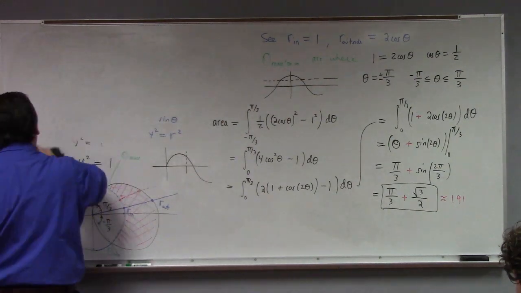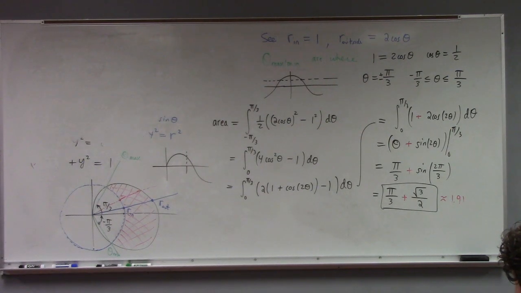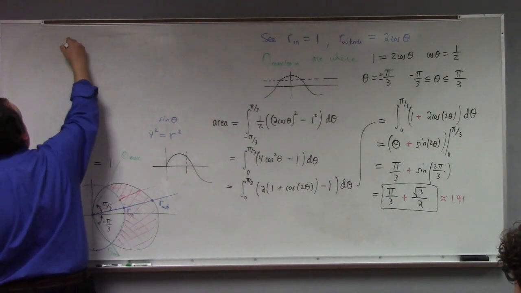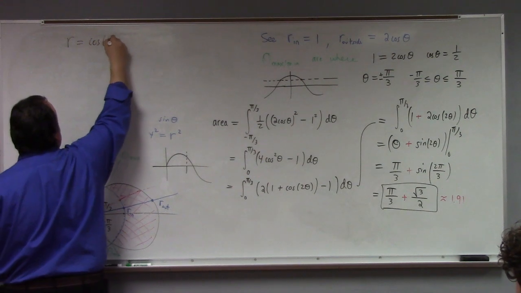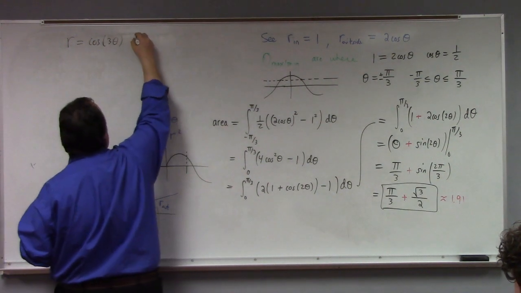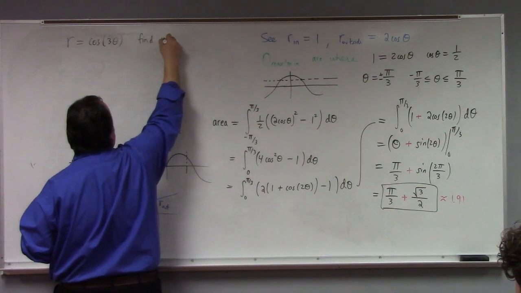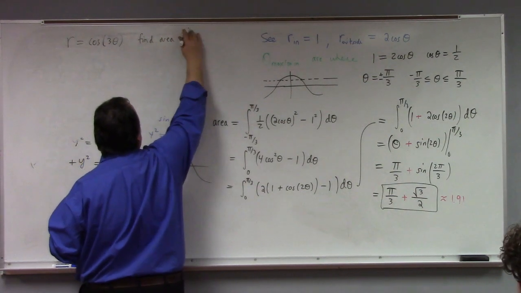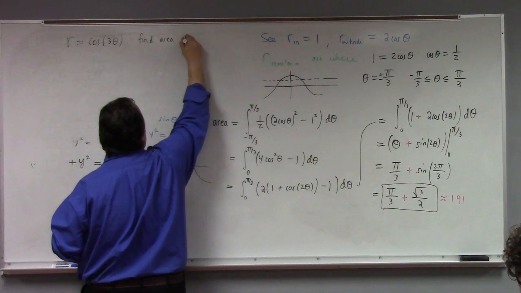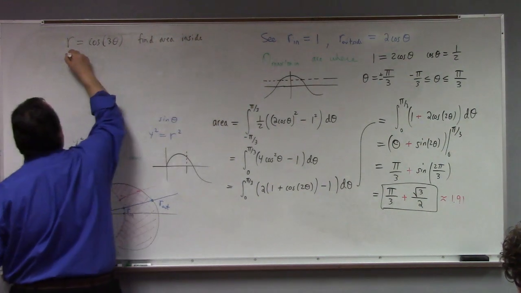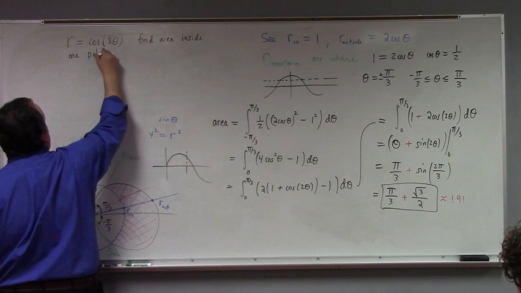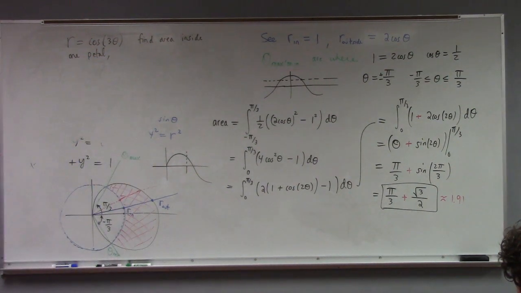Find the area that is within one petal of r equals cosine 3 theta. So find the area inside one petal, but there's a string attached here: inside the radius 1/2 circle.